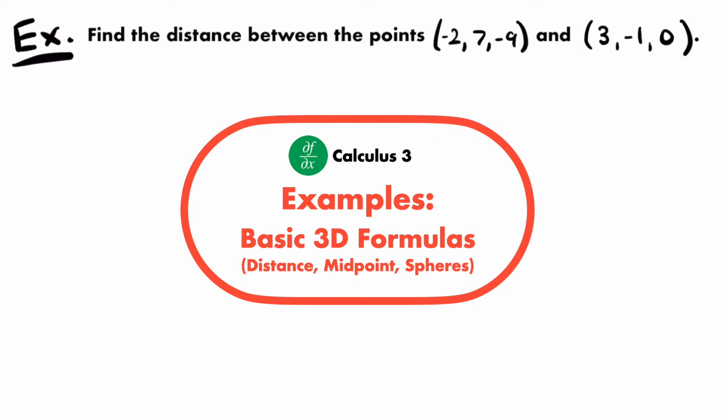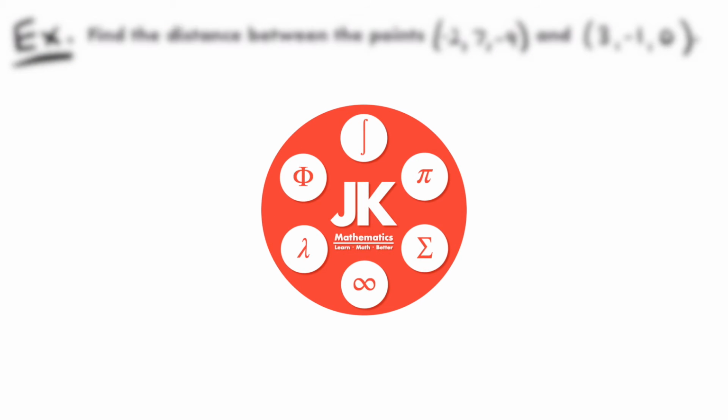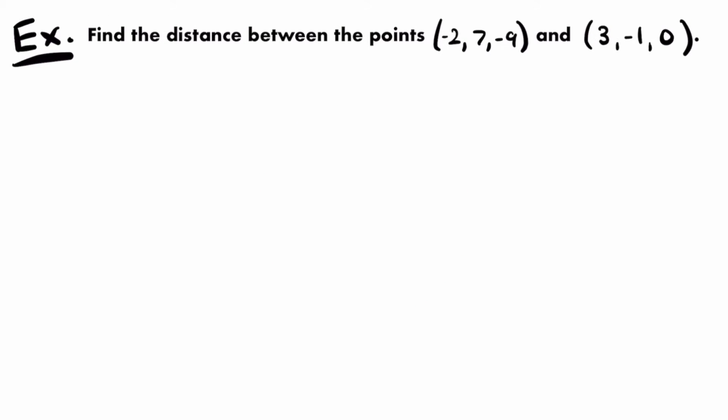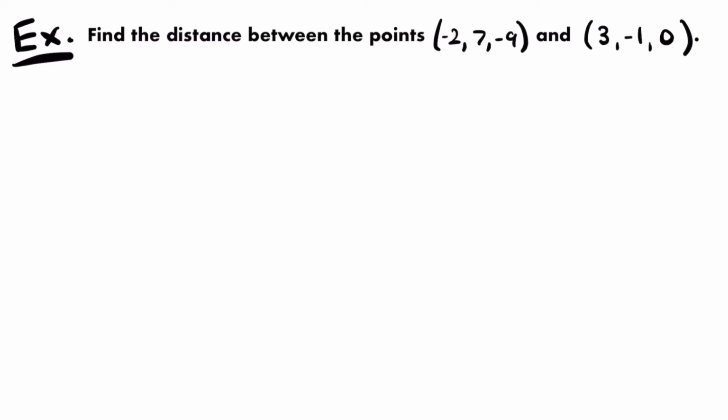Welcome back. Let's look at some example problems involving basic 3D formulas. Alright, so for our first example, we want to find the distance between the points -2, 7, -9, and 3, -1, 0.